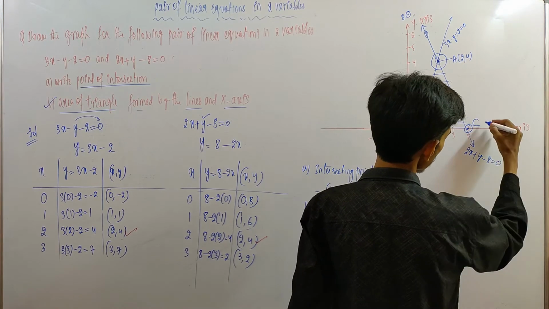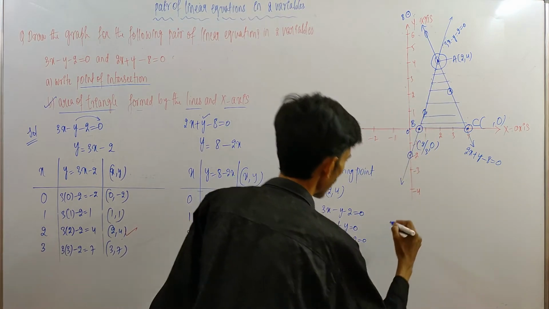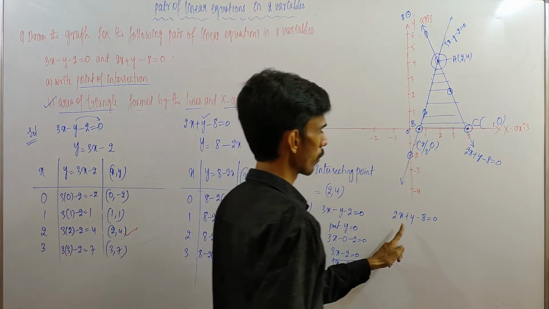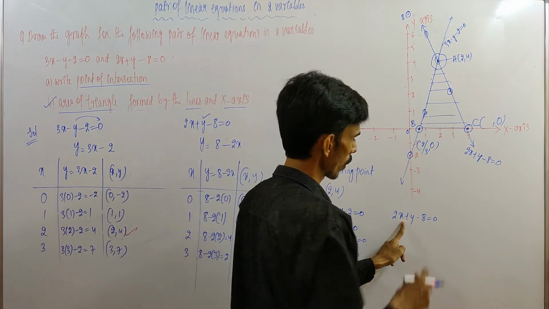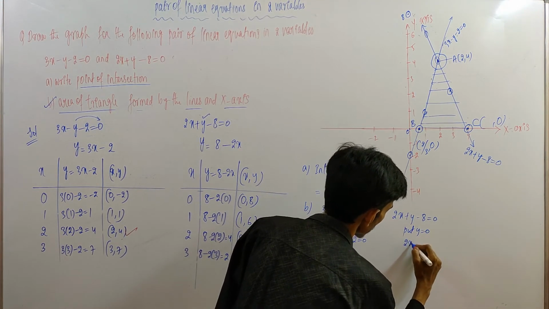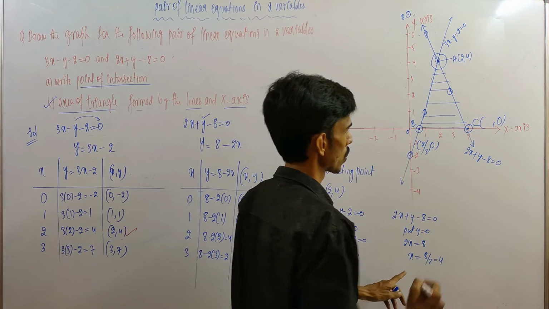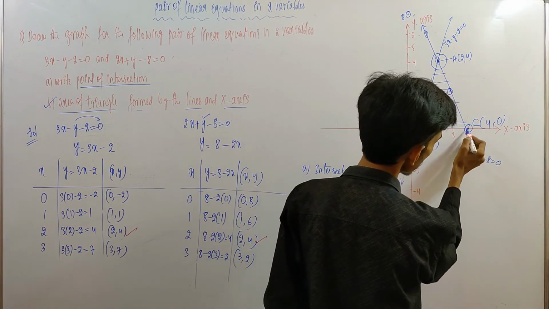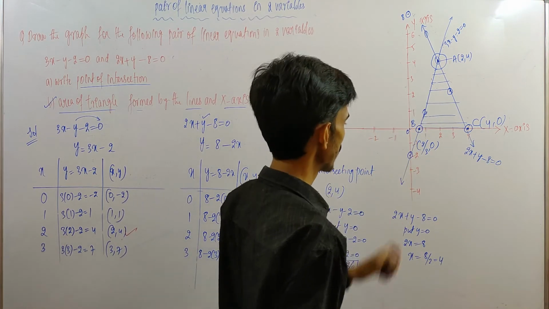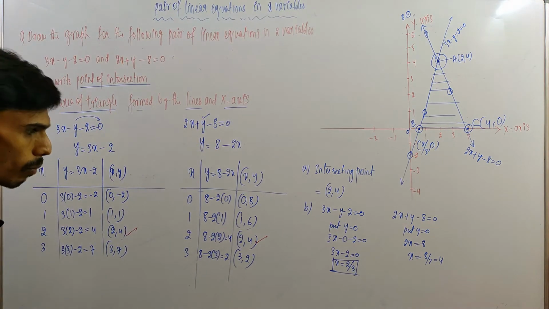Point C is also on the x-axis, so the y value will be 0. We want the x coordinate. The second line is 2x plus y minus 8 equal to 0. I want the point of intersection of this line and the x-axis, so put y as 0. We have 2x equal to 8, so x is equal to 8 by 2, that is 4. So this value is 4, 0. Obviously in the graph also we can see that 4 is there. So we got 3 points A, B, C. By using these points we will get the area of the triangle using a formula.